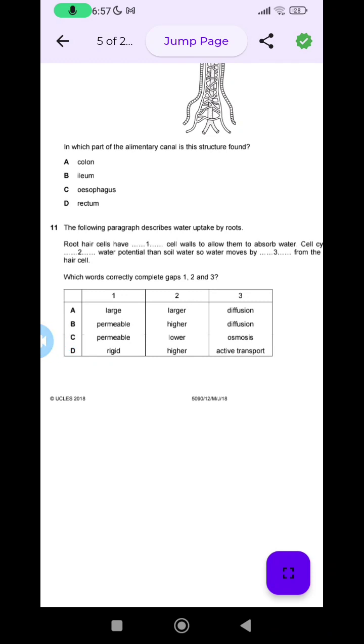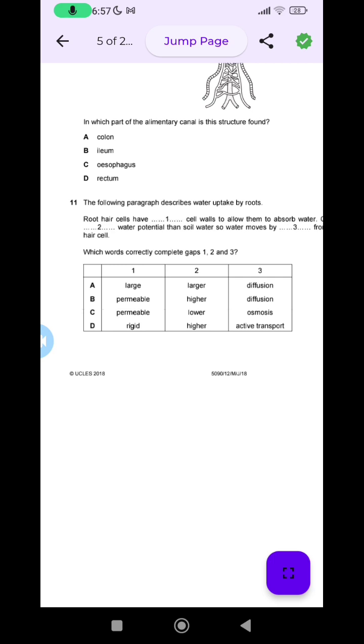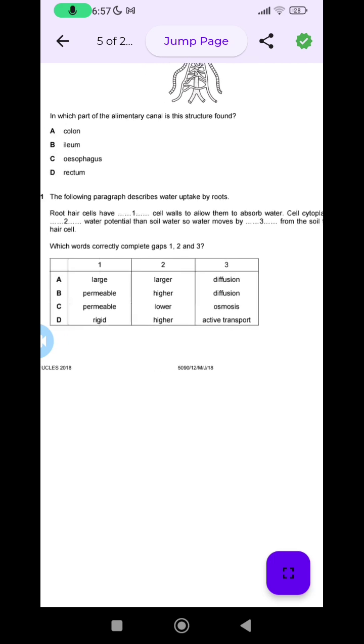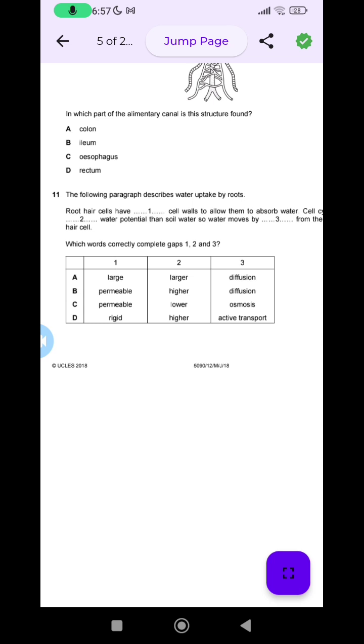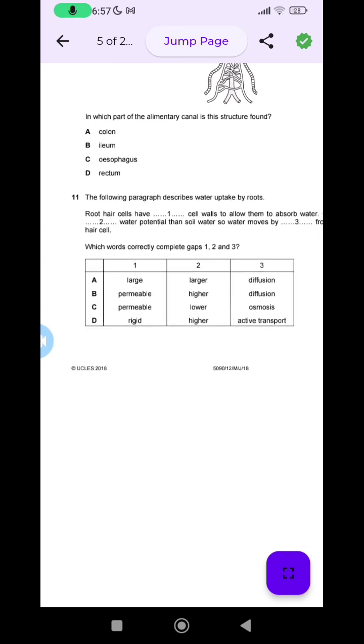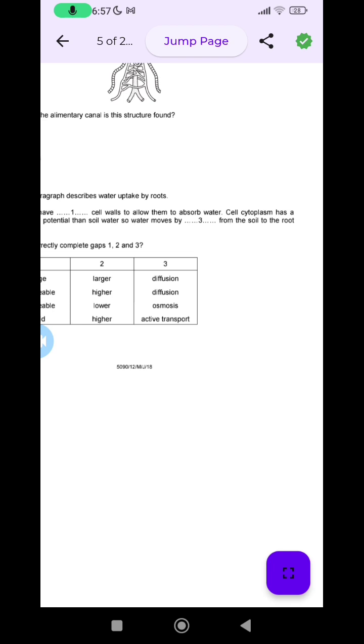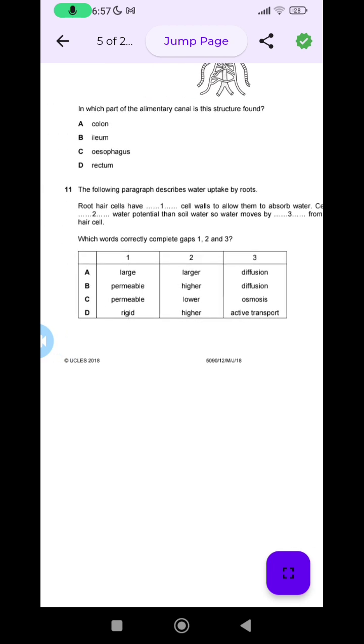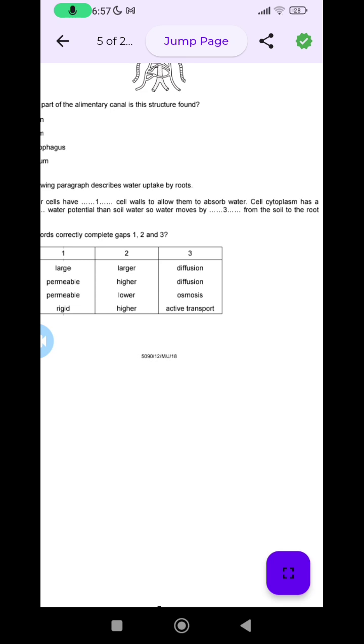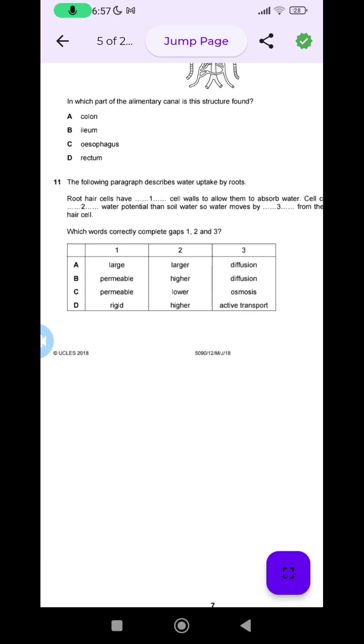Now question 11. The following paragraph describes water uptake by roots. The root hair cells have dash cell walls to allow them to absorb water. Now this has to be permeable, because the root hair cells having permeable cell walls is what allows water to be absorbed. Cell cytoplasm has a dash water potential than soil. Of course, the cell cytoplasm has a lower water potential than the soil, only then does the water move by number 3, osmosis, from soil to the root hair cell. Now we know 3 is osmosis, as water moves only by osmosis, not by diffusion nor by active transport. So fitting this criteria, C is the correct option.